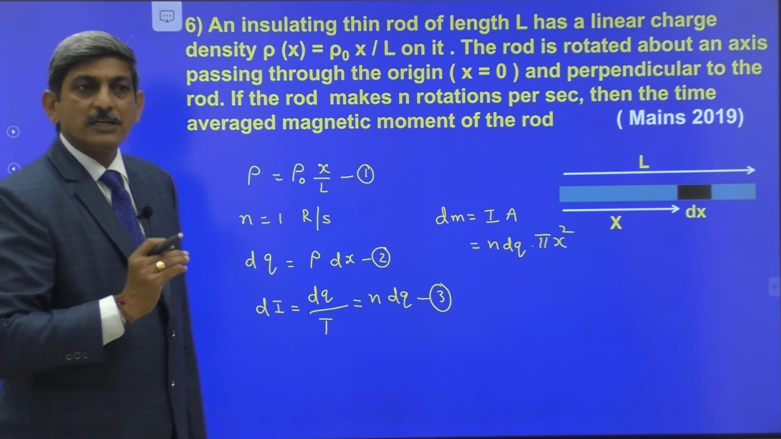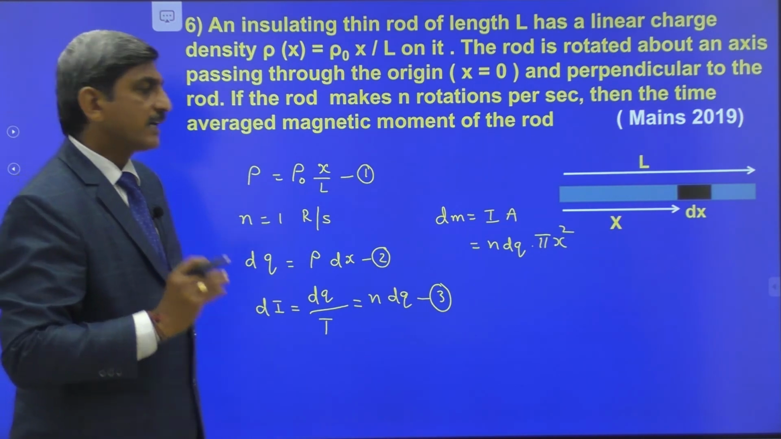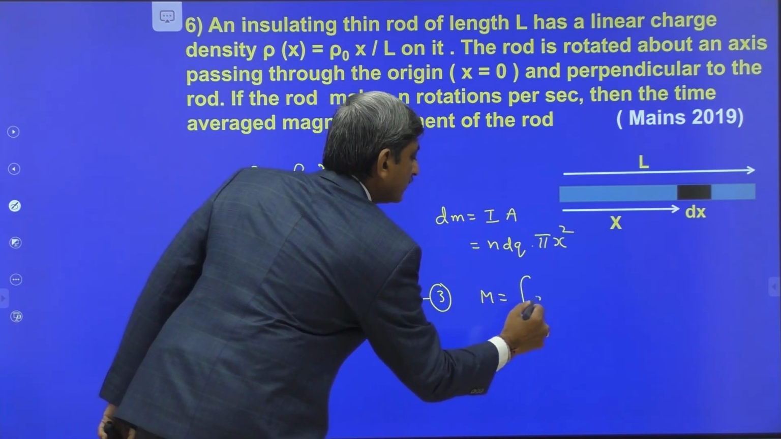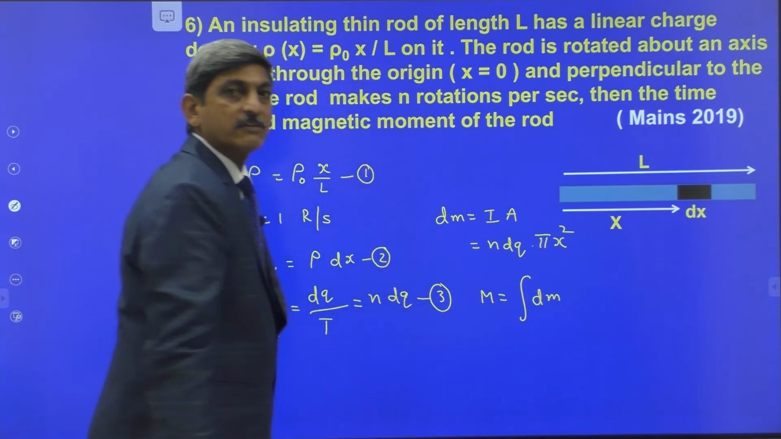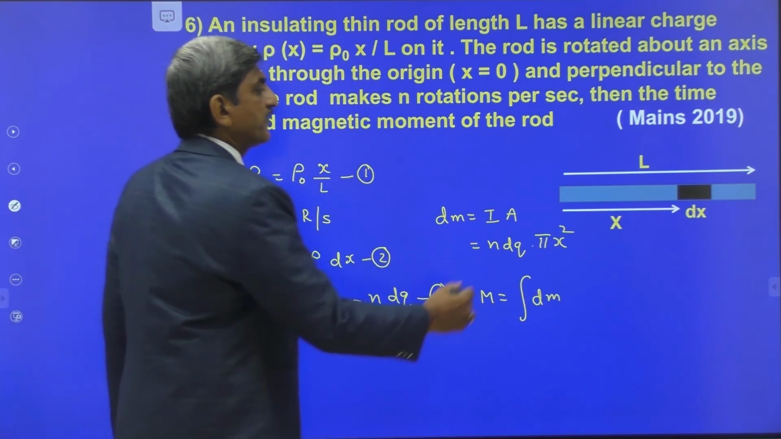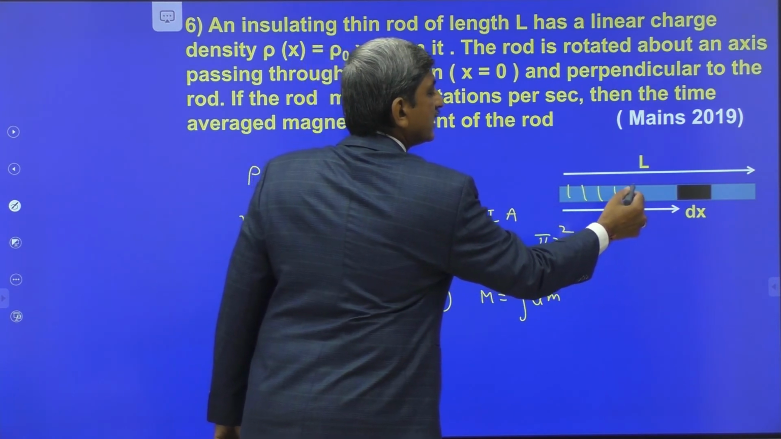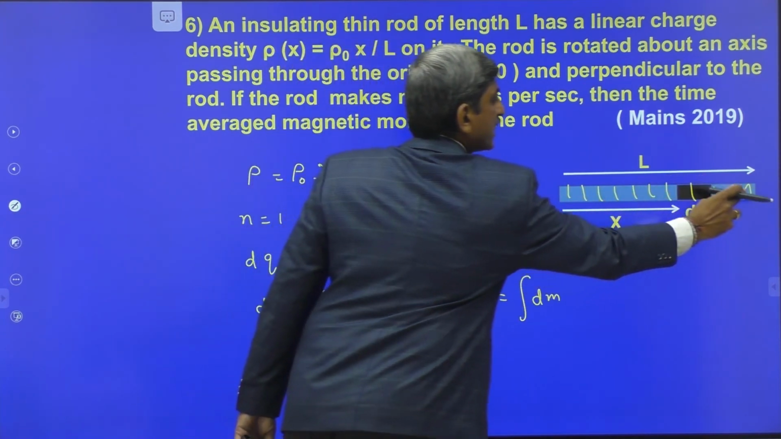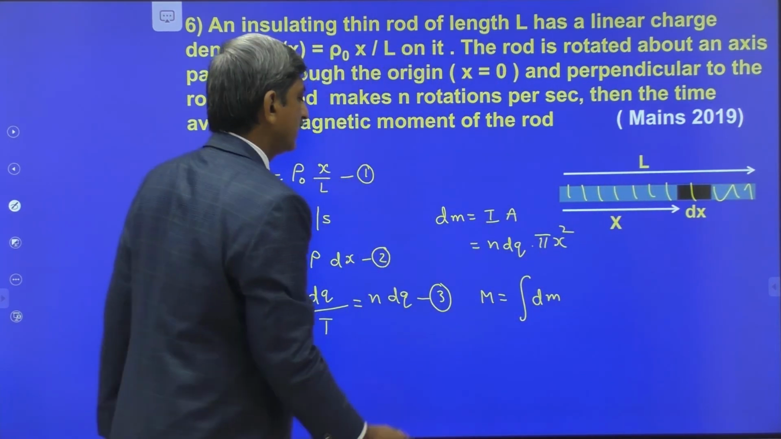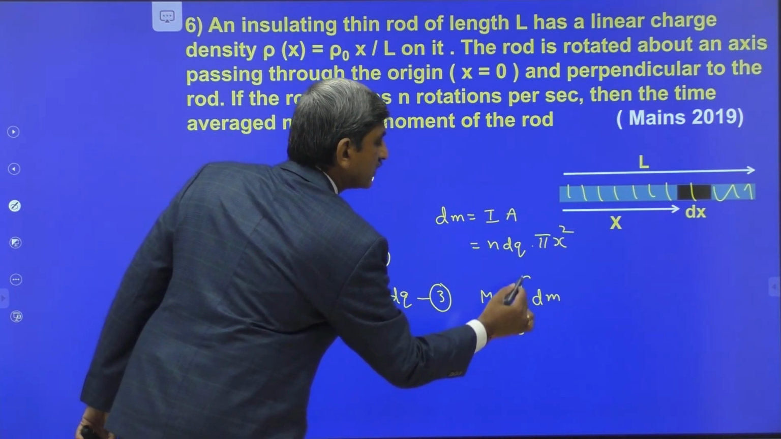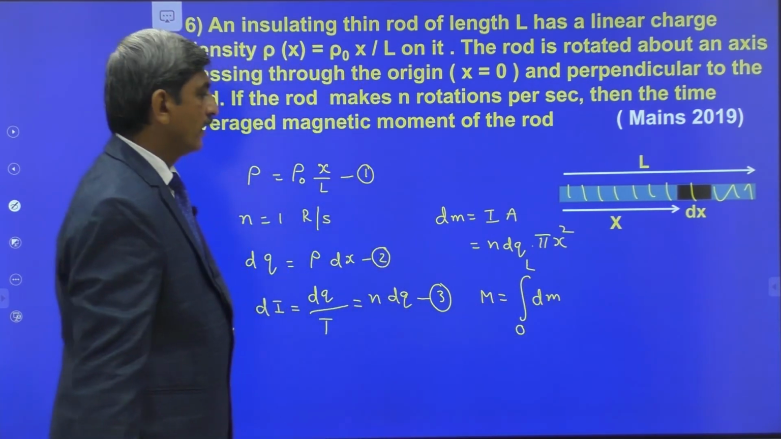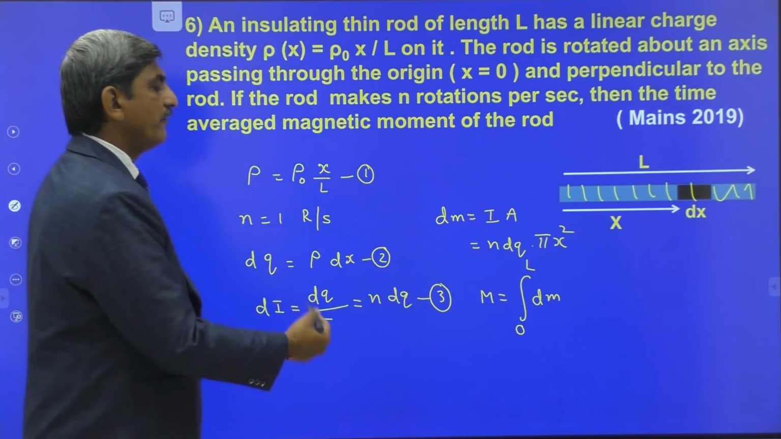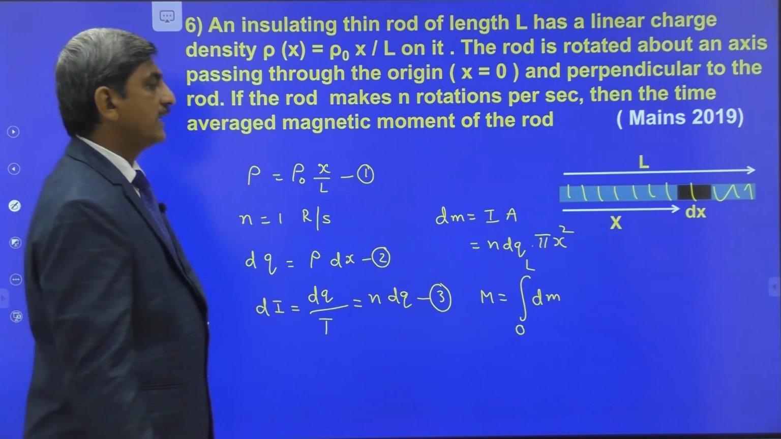Then we can determine the total dipole moment of the entire rod. That is given by m = integral dm. Here, what are the limits of the integration? If the rod is divided into so many elements like this, the distance of the first element is equal to 0, whereas the distance of the last element is equal to the length of the rod. That's why the limits of the integration are from 0 to L. Now, substitute this dm value and make the mathematical simplifications. We get the dipole moment of the entire rod.